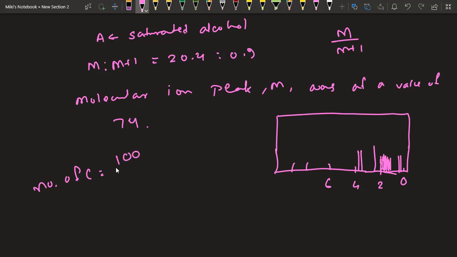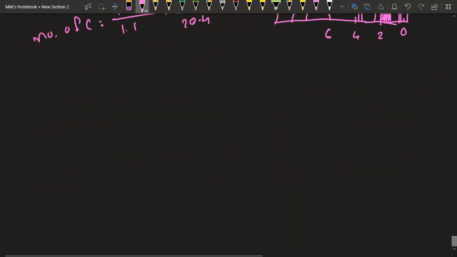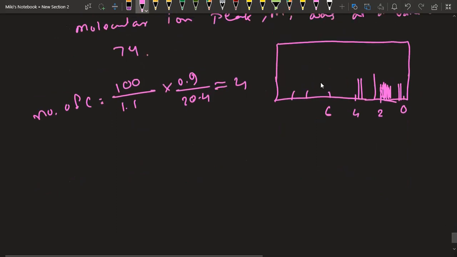So in my case, the solution is given as 1.1. So 100 over 1.1 into 0.9 divided by 20.4. Since this is m plus 1 over m, reciprocating this, we should get something near to 4. That means we know our molecule should have what? 4 carbon atoms. So C atoms equals 4.